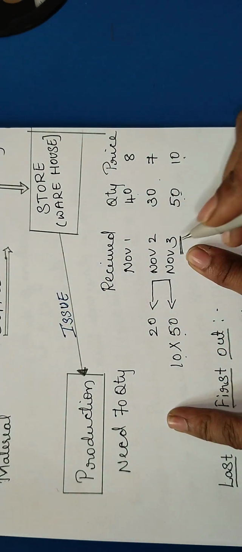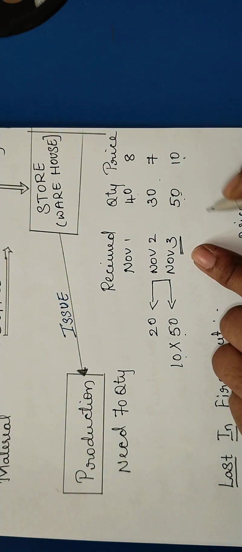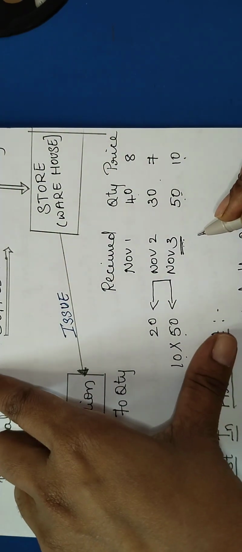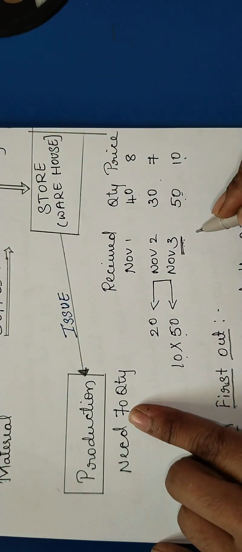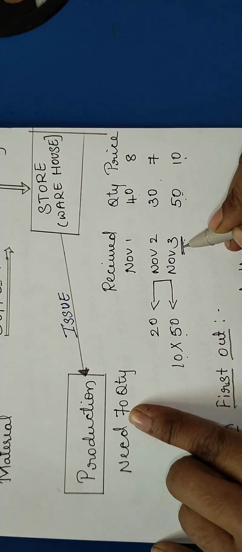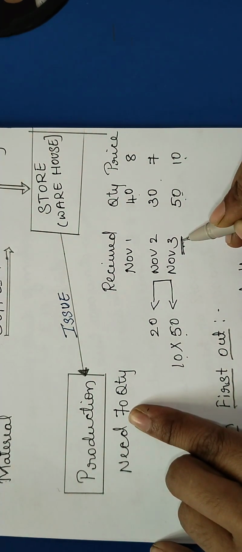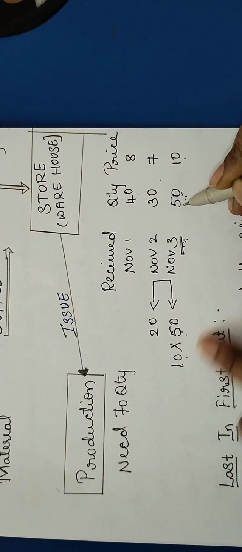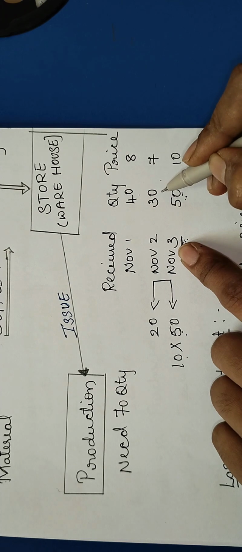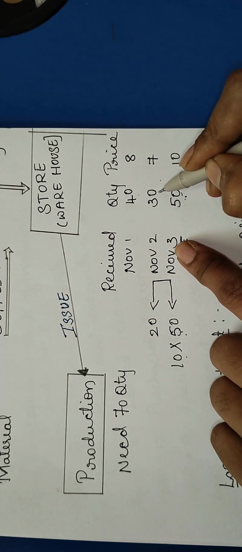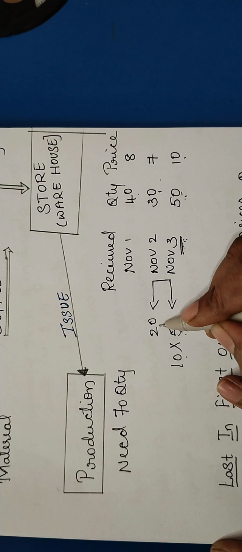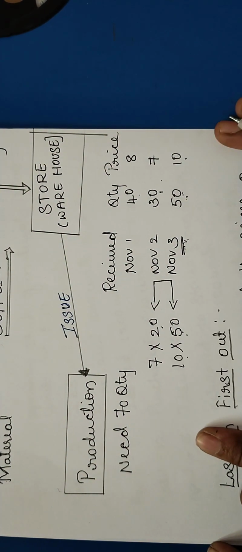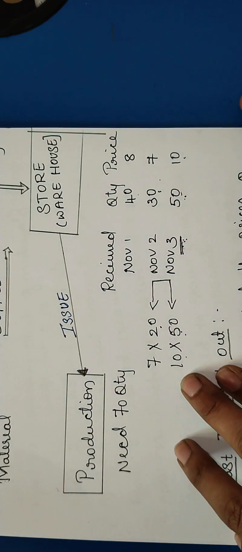Under LIFO, last in first out method, the most recent one will be issued first. That is what is last in first out. Now 70 they have requested. The most recent one is 3rd November. On 3rd November, I am issuing 50. The remaining balance will be issued from the latest recent one, that is 30. Out of 30, I am issuing the remaining 20, and the price is 7 rupees. Like this it will be issued.